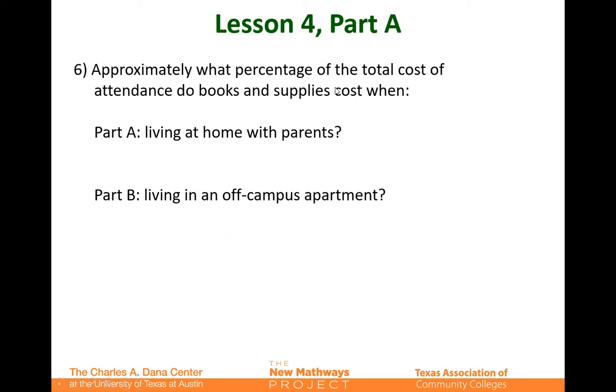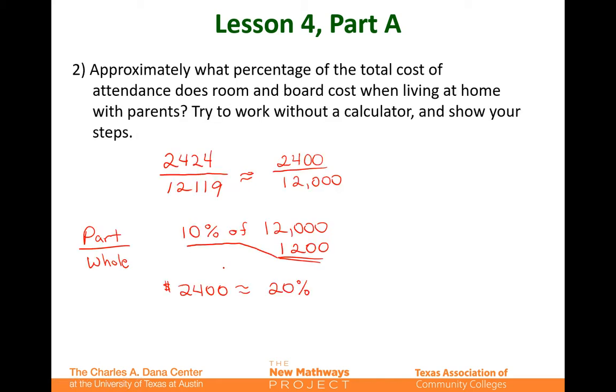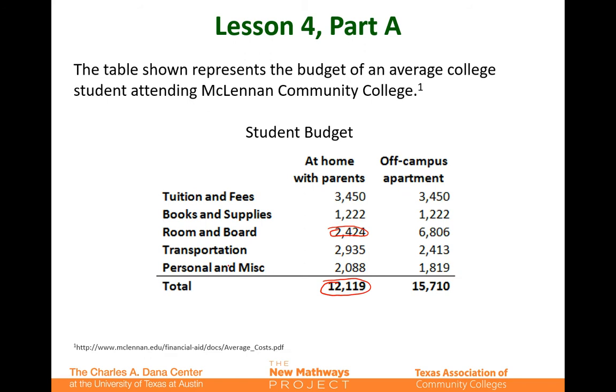Approximately what percentage of the total cost of attendance do books and supplies cost when living at home with parents or living in an off-campus apartment? So let's go get it. Books and supplies are $1,222 no matter what. If you're living at home, it's at $12,119. If you're living in an apartment, our total is a bit more. So let's do the math on that.